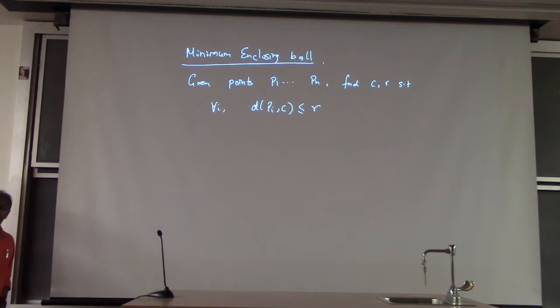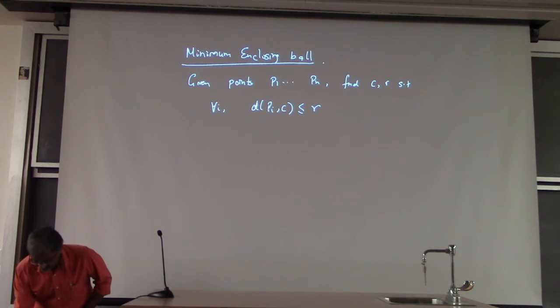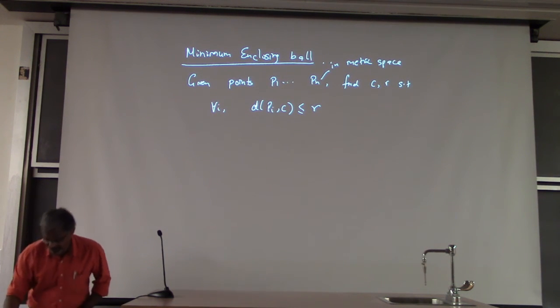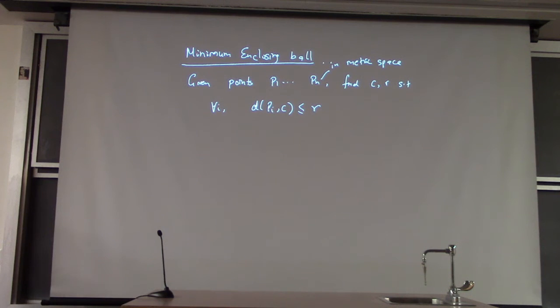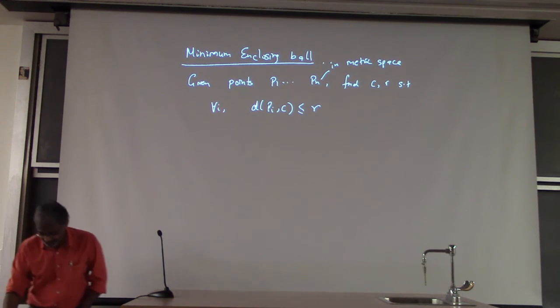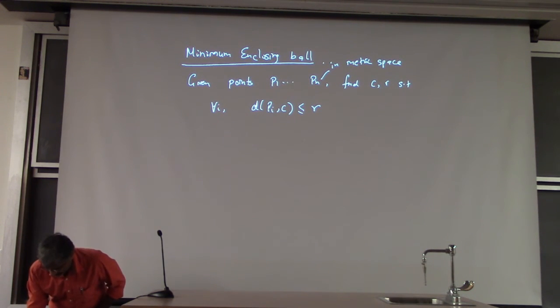So the minimum enclosing ball problem is defined as follows. I give you a bunch of points in a metric space. So there's some distance function. And I want to find some point C, which could be one of these points or not, such that the distance from the center to all these points is less than or equal to R, and R is minimized.